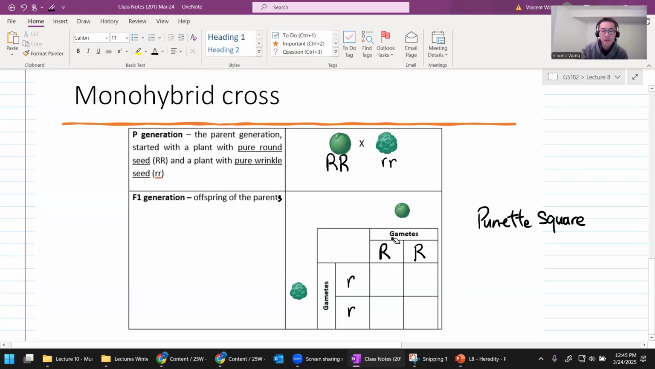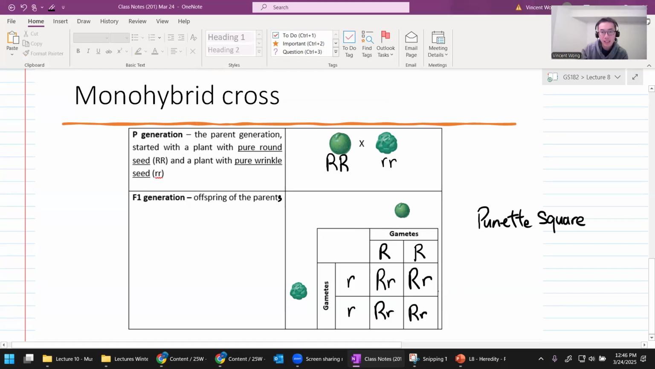So what if this pollen fertilizes that egg? What if these two gametes come together? Then what do we have for the offspring? Well, the offspring is going to have one big R and one small r. Similarly, if you take this big R and put it right there, and take the small r and bring it over here like that, and then we repeat the process.